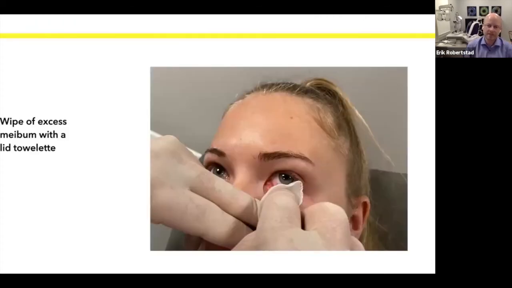After the treatment, I would wipe off the excess with a lid towelette. So I would pull the lower lid down, wipe off, upper lid up, wipe off, just to avoid getting too much grease in the tear film.